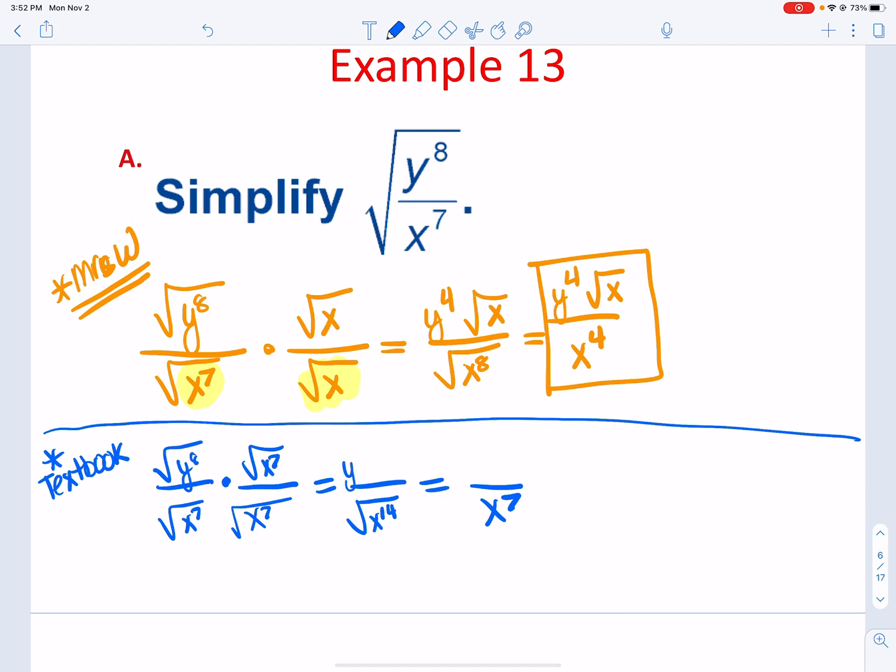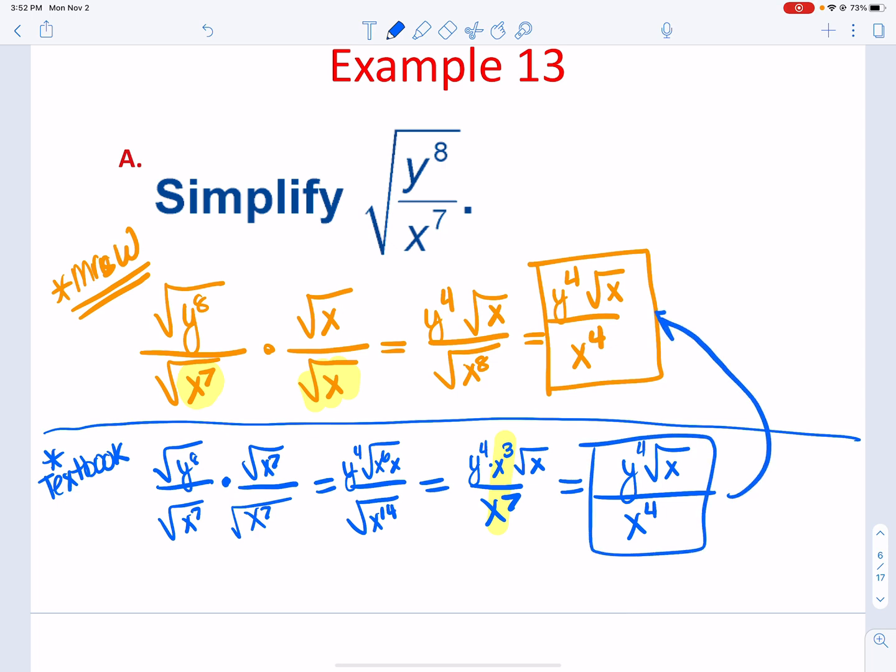So y to the 8th becomes y to the 4th, and then I would rewrite this as x to the 6th times x. So then when I square root x to the 6th, I end up getting x to the 3rd root x. Well, now look at these. I have an x to the 3rd on the top and an x to the 7th on the bottom, so won't 3 cancel? And I get y to the 4th root x over x to the 4th. So does the textbook and Mrs. Williams get the same exact answer? Yes, but the textbook way actually takes more steps, but you don't have to think about it. You just multiply by whatever's on the bottom, okay?